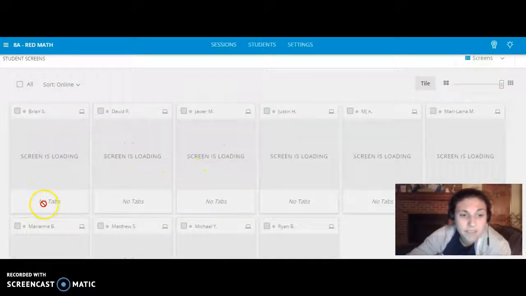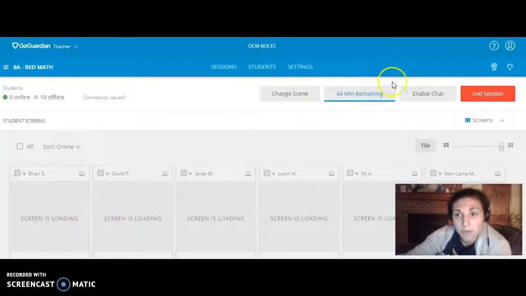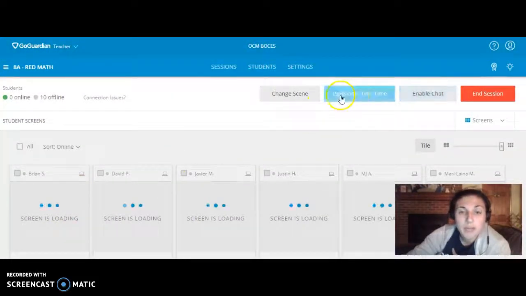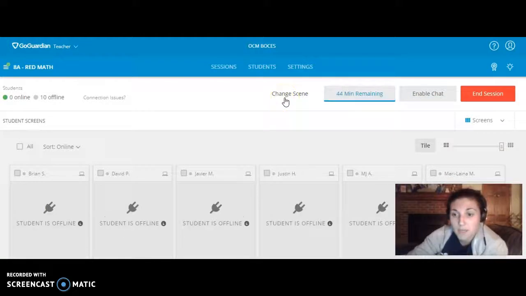I'd be able to exit out of tabs if they're doing inappropriate things. I'd be able to chat with them if I needed to. I can change the scene to make them only be able to go to a certain site or to block out certain sites. But it's just a really nice tool to manage your class in a really convenient way.